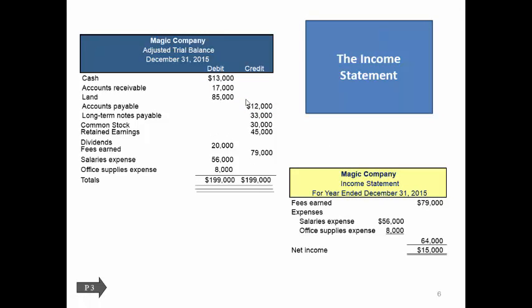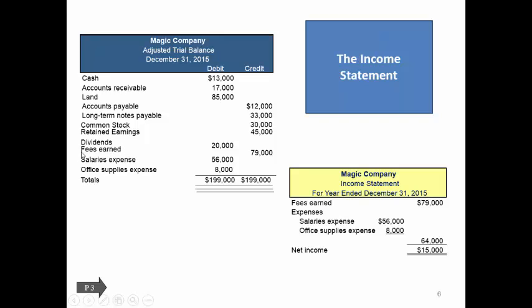If you'll remember, we begin with the income statement because we need the information from the income statement in order to create our statement of retained earnings. So here, this is just the same trial balance that we saw on the previous page, and we can create our income statement from there. The income statement includes all revenue and expenses.